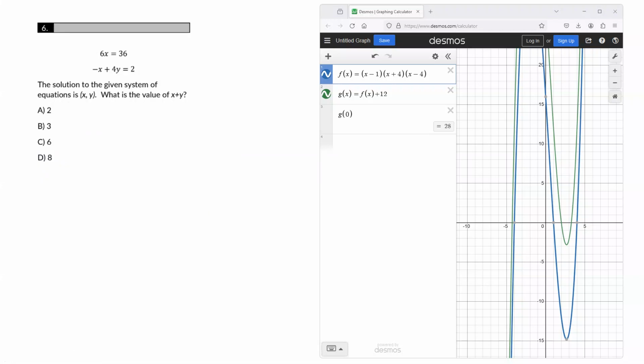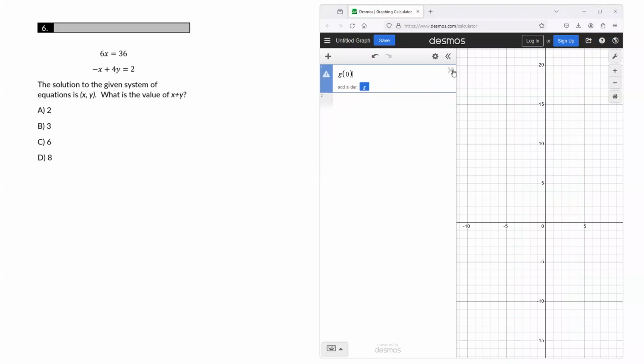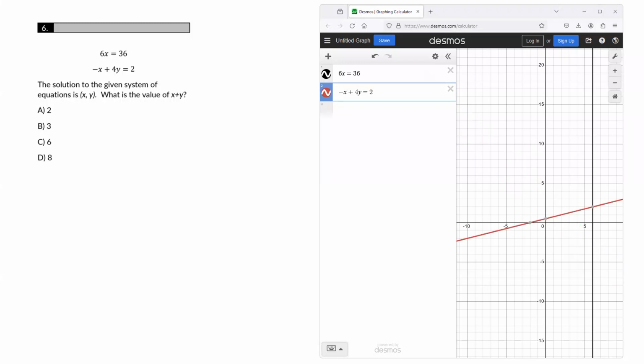The solution to the given system. So this time we have a system. A system means two equations, right? There's already an x and a y, so I do not need to start with y equals. I can type it exactly as is. So let's get this typed in here. Two equations. 6x equals 36 and negative x plus 4y equals positive 2.